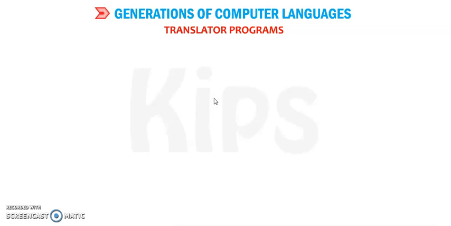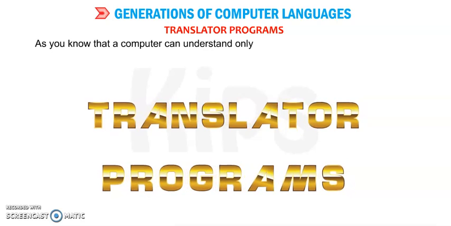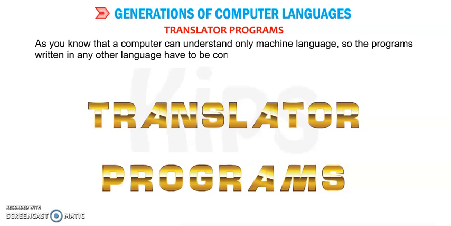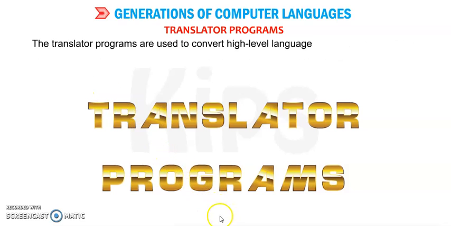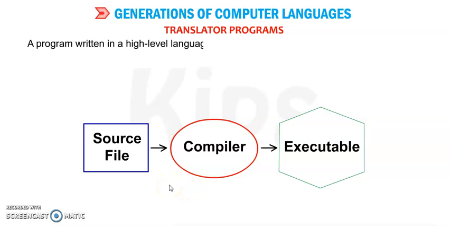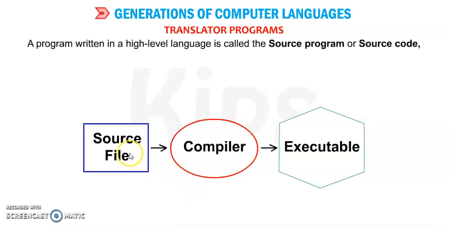Now the next topic is translator programs. What are translator programs? As you know, a computer can understand only machine language. So the programs written in other languages have to be converted into machine language. The translator program is used to convert a high level language program, that is, our language program, into low level language. A program written in a high level language is called a source program.